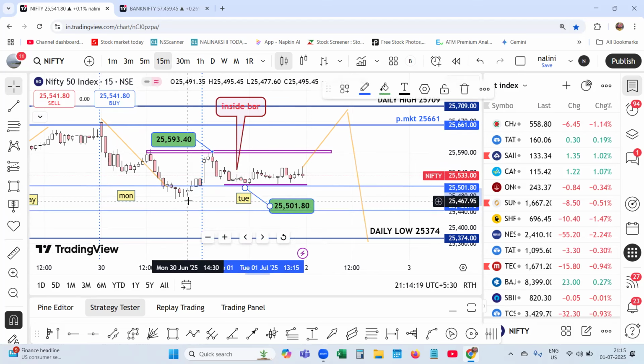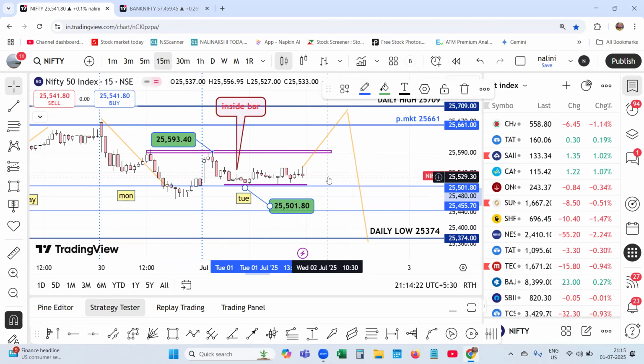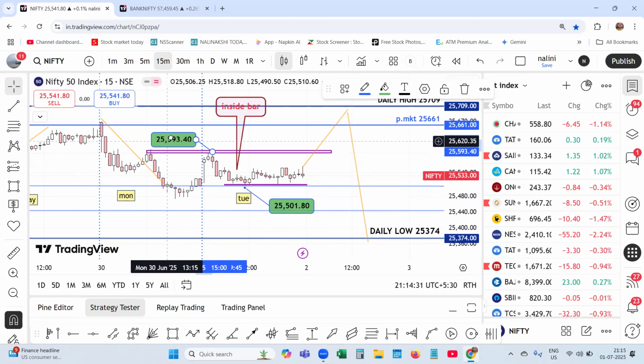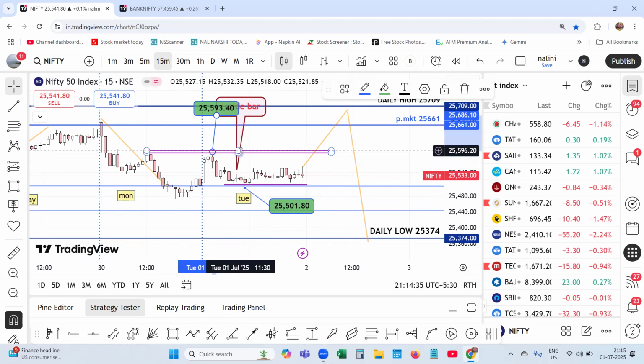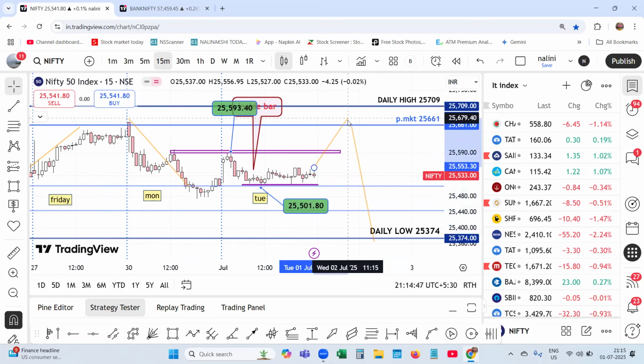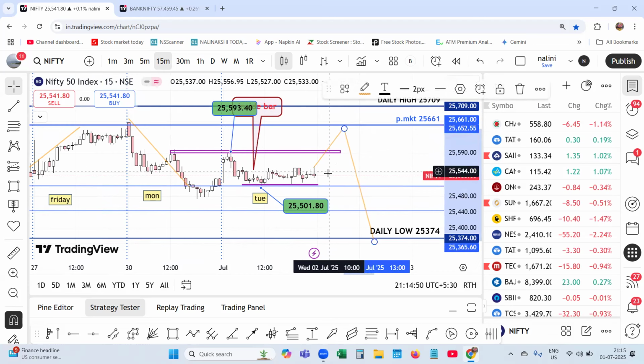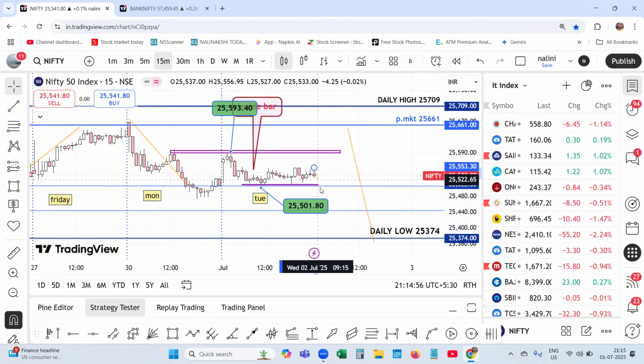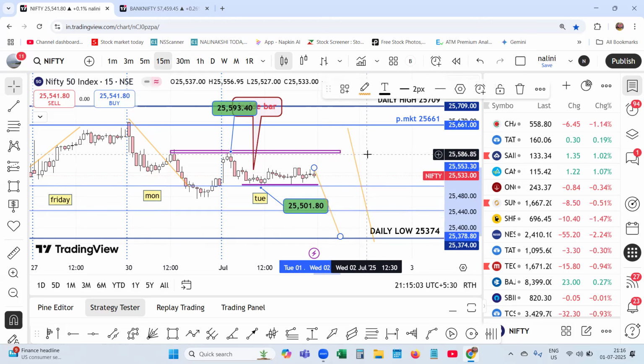Inside bar, and tomorrow is Wednesday, a day prior to expiry. So anything can happen. Here, there is liquidity above this level. If the market tries to move higher, it can grab the liquidity in this area. It can move higher like this, grab the liquidity and move downwards. Or if, in the opening bell itself, it starts moving down, it can reverse and close in the range.